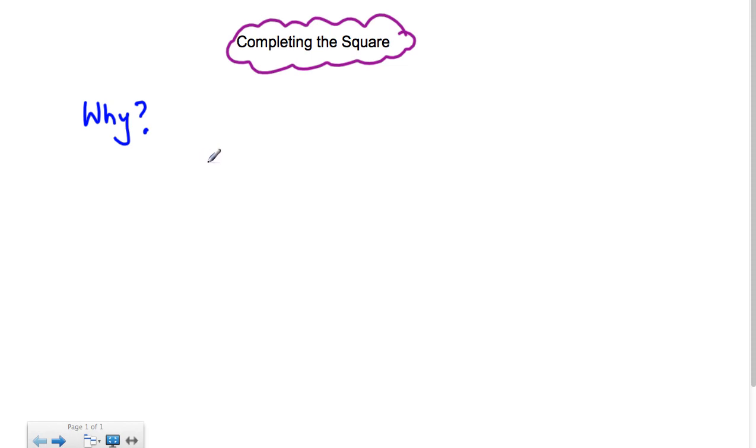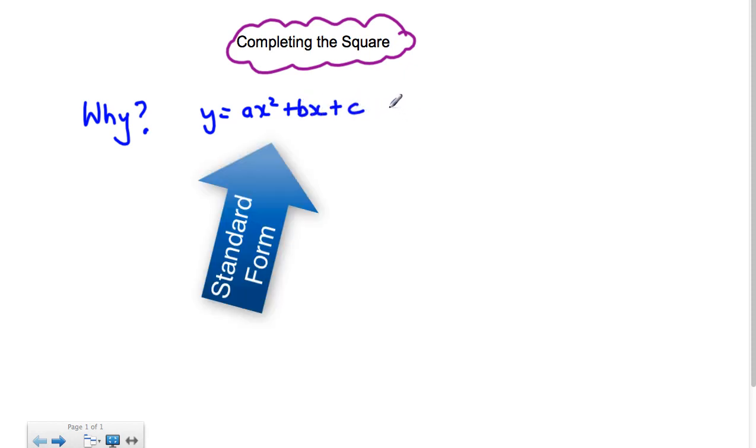Okay, a quick rundown on how to complete the square. And first of all, we want to answer the question why. Why are we completing the square? The goal of completing the square is to change a quadratic function from y is equal to ax squared plus bx plus c, which is in standard form, which doesn't really tell us much. It tells us the y-intercept, the direction of opening and the step pattern, but not much else.